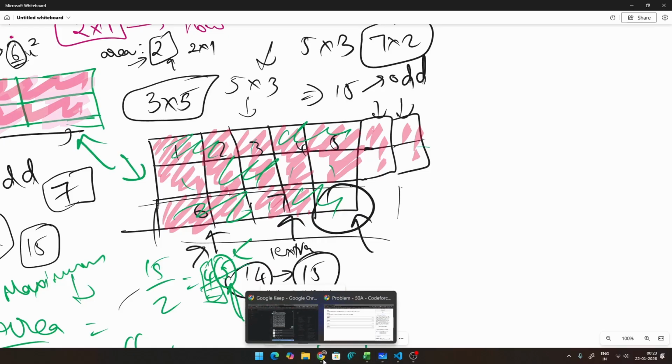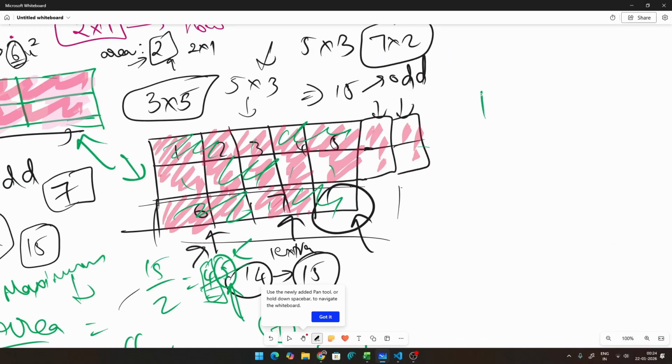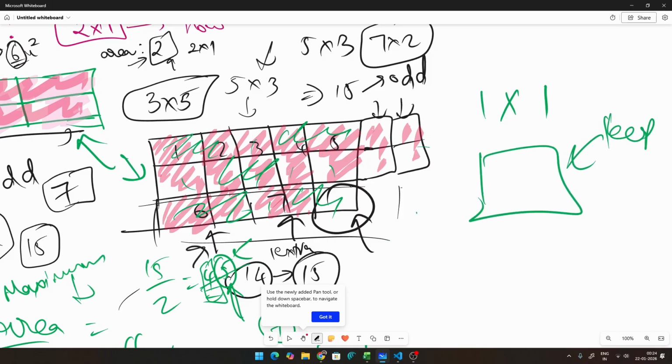Now let's approach one very interesting problem with this thing, when the board size can be 1 to 16. When it is 1 cross 1, I cannot keep dominoes at all. Let us see if our solution can solve this edge case. First of all, what is 1 into 1? The area is 1, dominoes area is 2, 1 by 2 is 0.5, the floor of 0.5 is 0. So the answer is 0. So we're able to solve this edge case also, which means our solution is pretty generic and should be right.